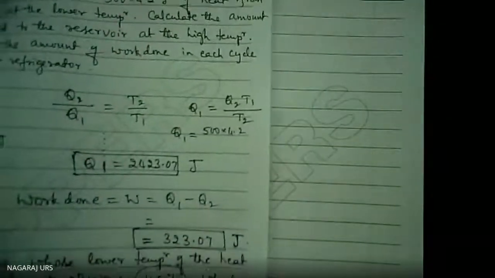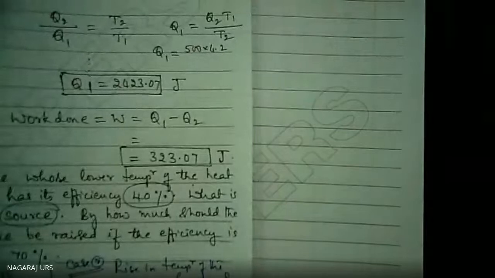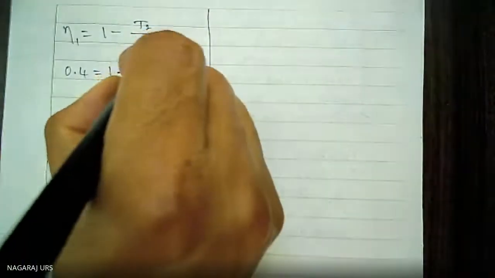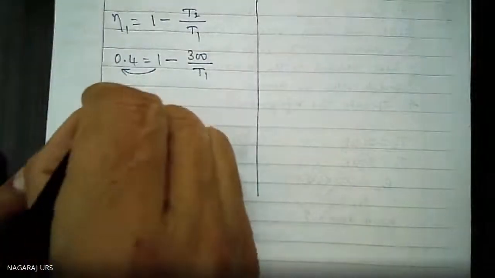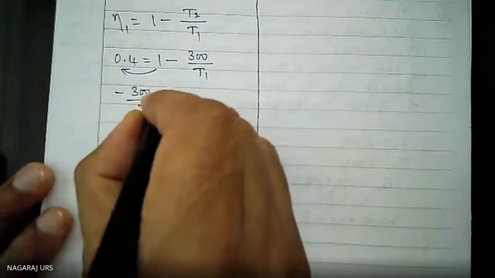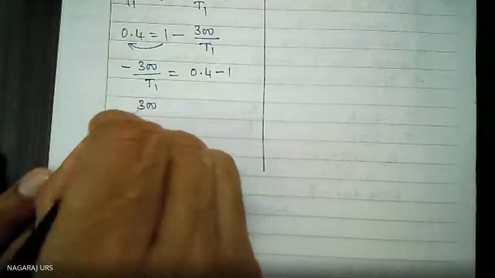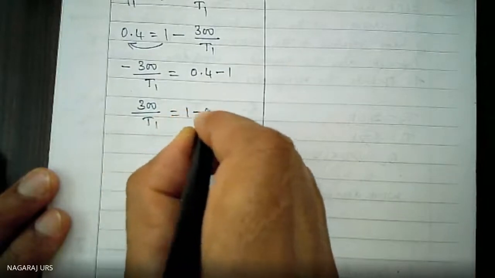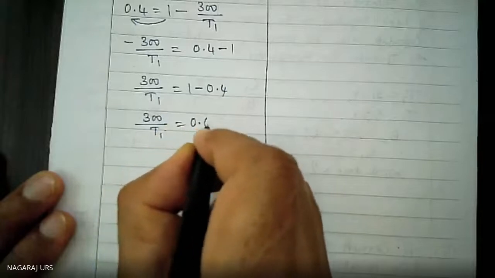Right? So here eta 1 is equal to how much? 0.4. 1 minus T2 is 300. This is unknown. Okay. So 1 I will shift it to the other side. Therefore, minus 300 divided by T1 is equal to 0.4 minus 1. 300 divided by T1 is equal to 1 minus 0.4. 300 divided by T1 is equal to 0.6.